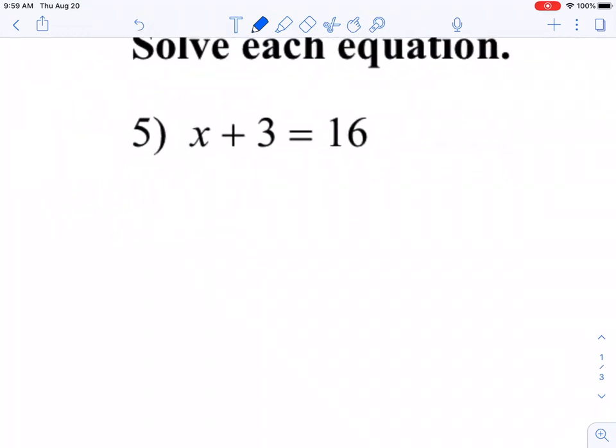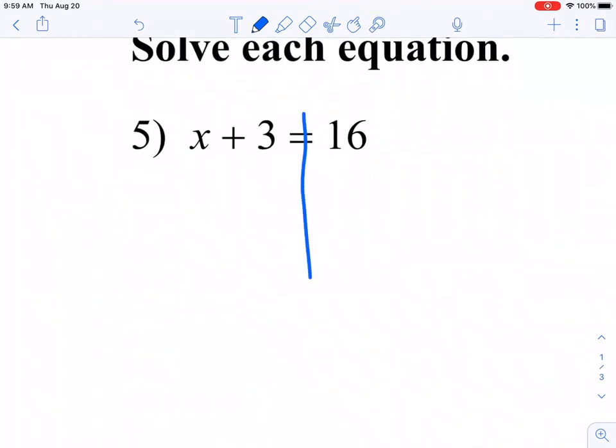Okay, solving each equation. In this equation, I need to get x by itself, which means I need to move this 3, and I'm going to get rid of it by doing the inverse operation. So it's adding, so I'm going to do the opposite. I'm going to subtract. So now x equals 16 minus 3, which is 13.